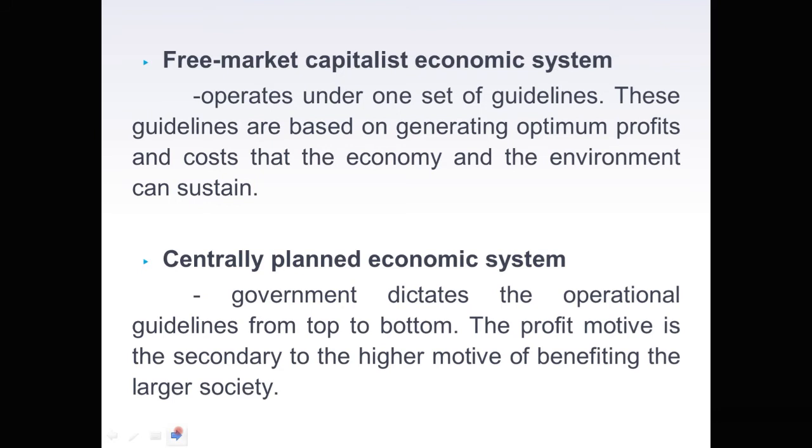The next one is the centrally planned economic system. In this kind of economic system, tinatawag din siyang command economy. Bakit command? Ba't sinabing ganon? Because the decisions on what to produce, how to produce, and for whom are taken by the government. Okay? Ang nagde-decide po niyan is the government themselves. The government dictates the operational guidelines from top to bottom. And of course, they're also profit motive. Okay? But ang kanilang pinaka-aim din is the benefit na makukuha ng society.